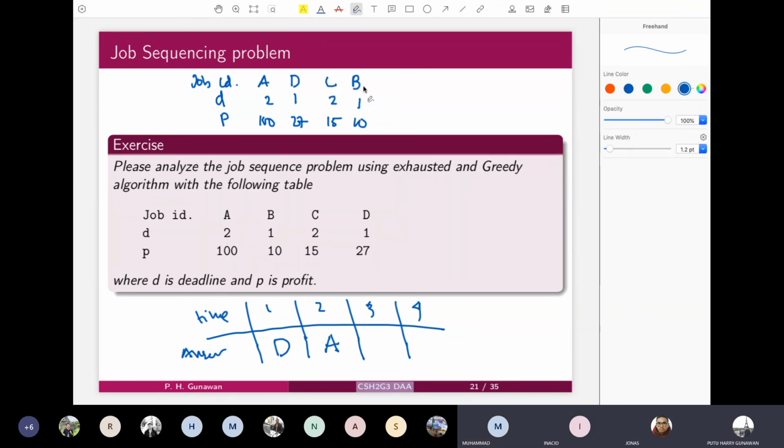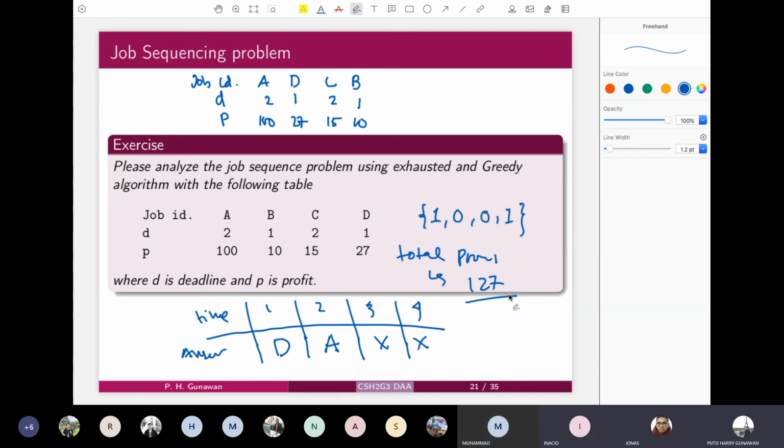Even B, the worst case, has a deadline of 1, so you don't consider that. So the solution is D, A, with a total profit of 127. Any other questions about this one?